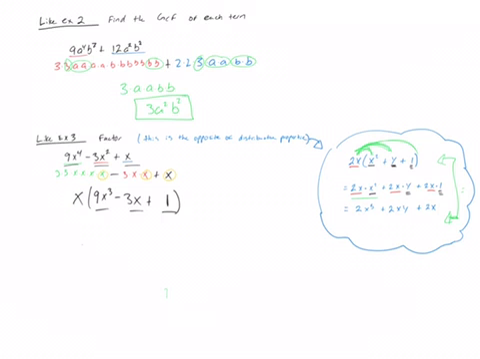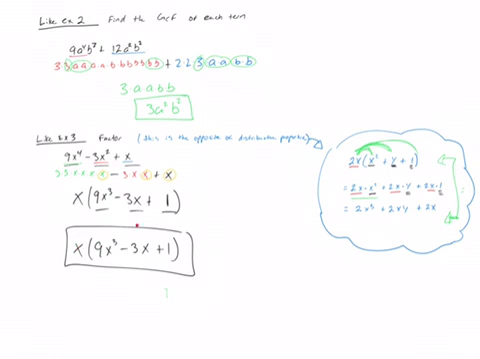So factoring it out, my answer is going to be x times 9x cubed minus 3x plus 1. And if you were to distribute this x back in to each of these, you end up exactly back with this original expression here.